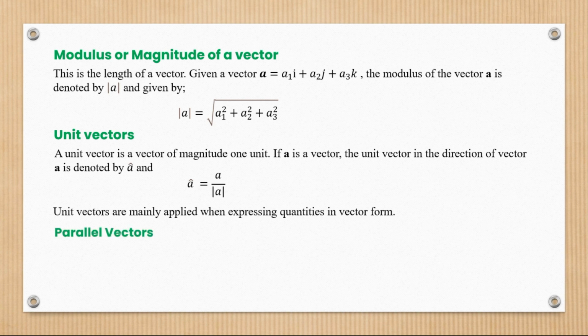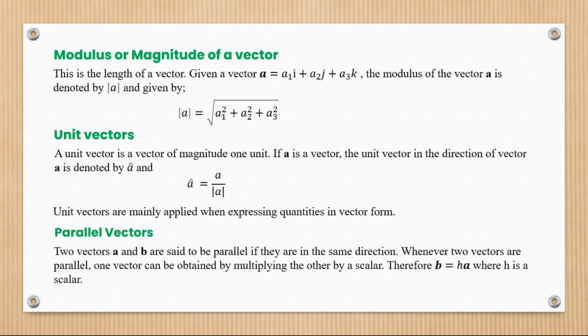How about parallel vectors? Two vectors A and B are said to be parallel if they are in the same direction. Whenever two vectors are parallel, one vector can be obtained by multiplying the other by a scalar. So take note of that. Therefore we can have B being equal to hA, where h is a scalar.